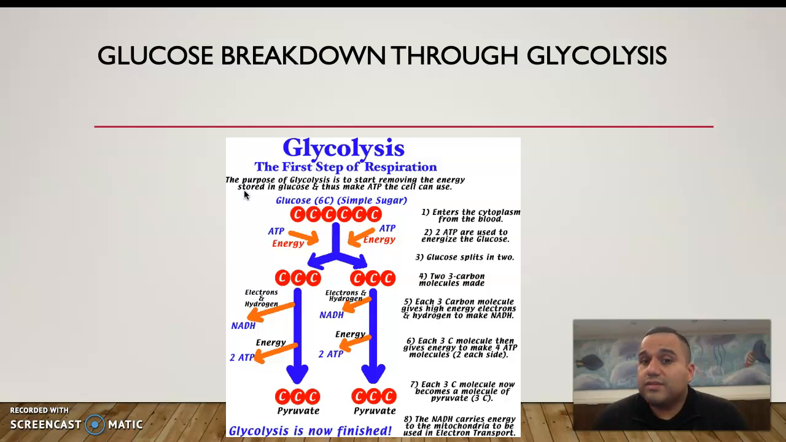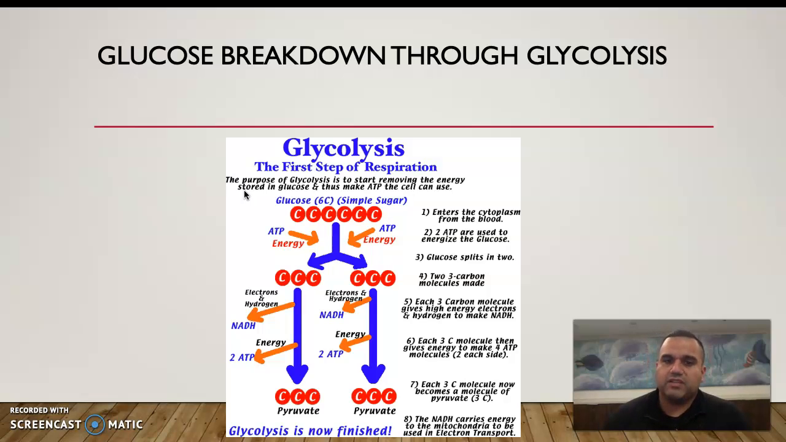Glucose splits into 2, and these 2 3-carbon molecules are made. Each 3-carbon molecule gives you high energy electrons and hydrogen to make NADH. Now the NADH creates 2 ATP. These ATP molecules are used later on to be put into another energy system.